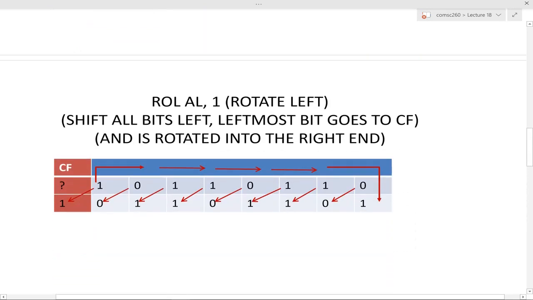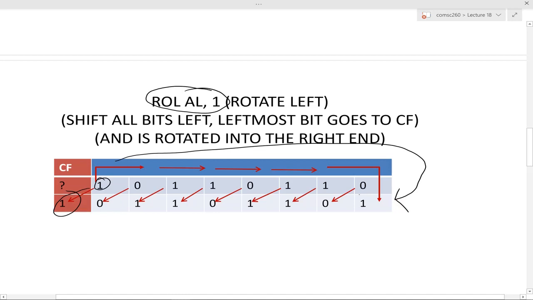Of course, if we can rotate right, we can also rotate left. Here's a basic instruction: rotate left AL, 1. So if AL contained this number, and we did our rotate left, the leftmost bit does two things. It goes in the carry flag and also comes in the right end.